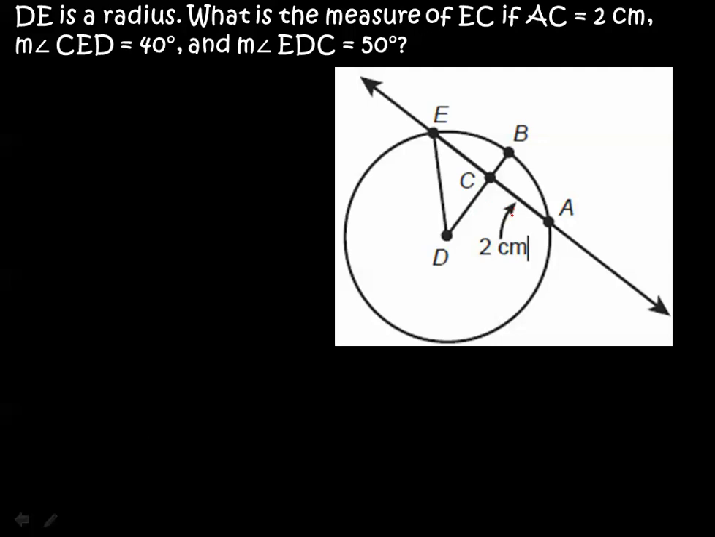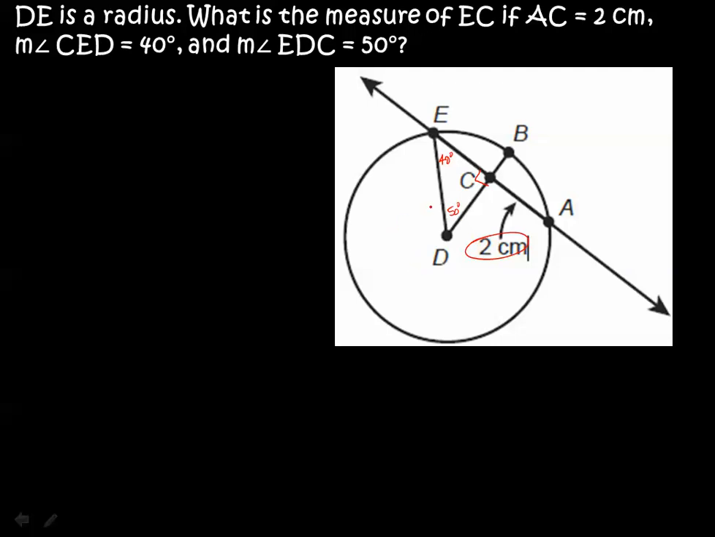There we go. They're showing you that right here, that AC is 2 centimeters. The measure of CED is 40 degrees, and the measure of EDC is 50 degrees. And of course we know this right here is 90 degrees because that radius is perpendicular to the chord.